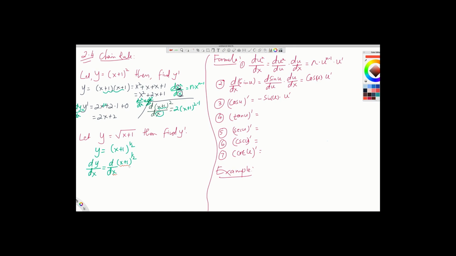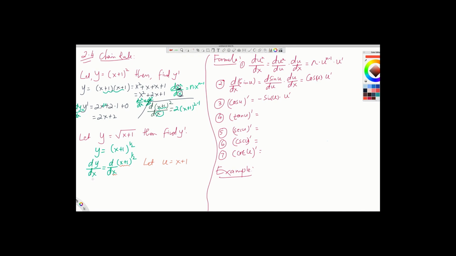The method, or the rule, or the formula for this type of problem that has an exponent and cannot be simplified is called the chain rule. It is very, very easy. Don't panic. So how do I do this type of problem? I will write: let u equal x plus 1.